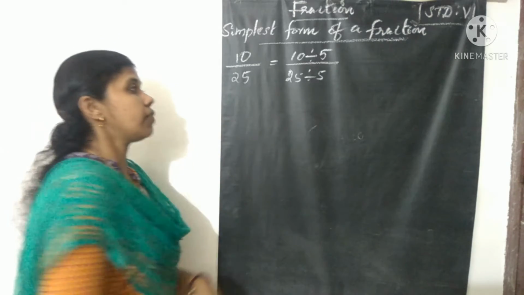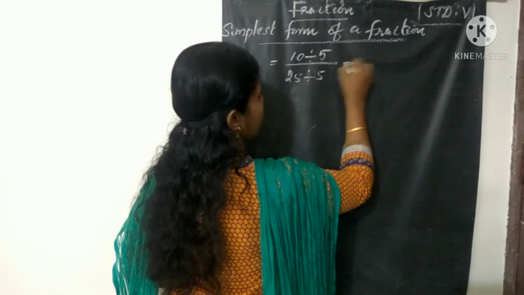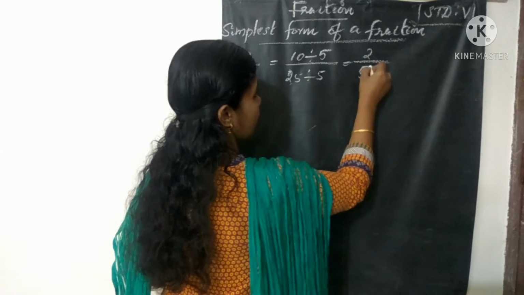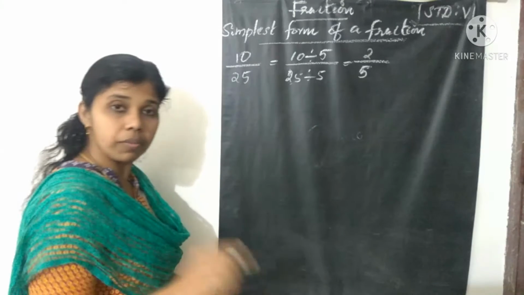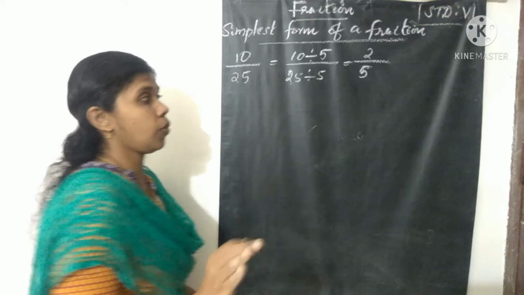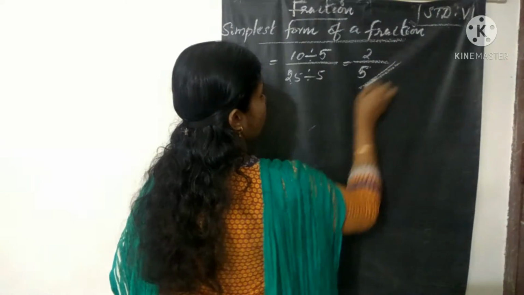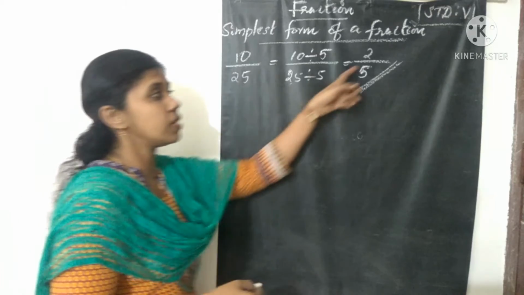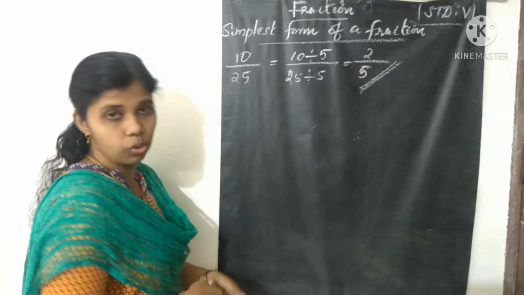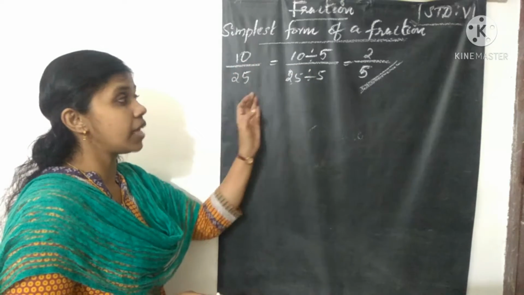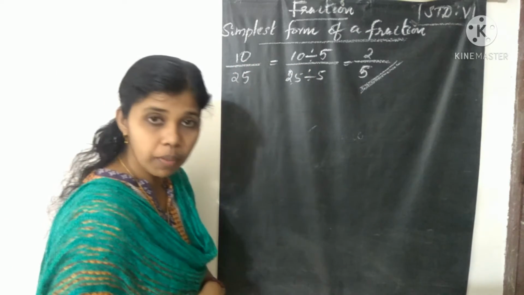So here we got 10 divided by 5 what? 2. 25 divided by 5? 5. Here 2 and 5 have any common factor? No common factor. So the lowest form, that is the simplest form of 10 by 25, is 2 by 5.